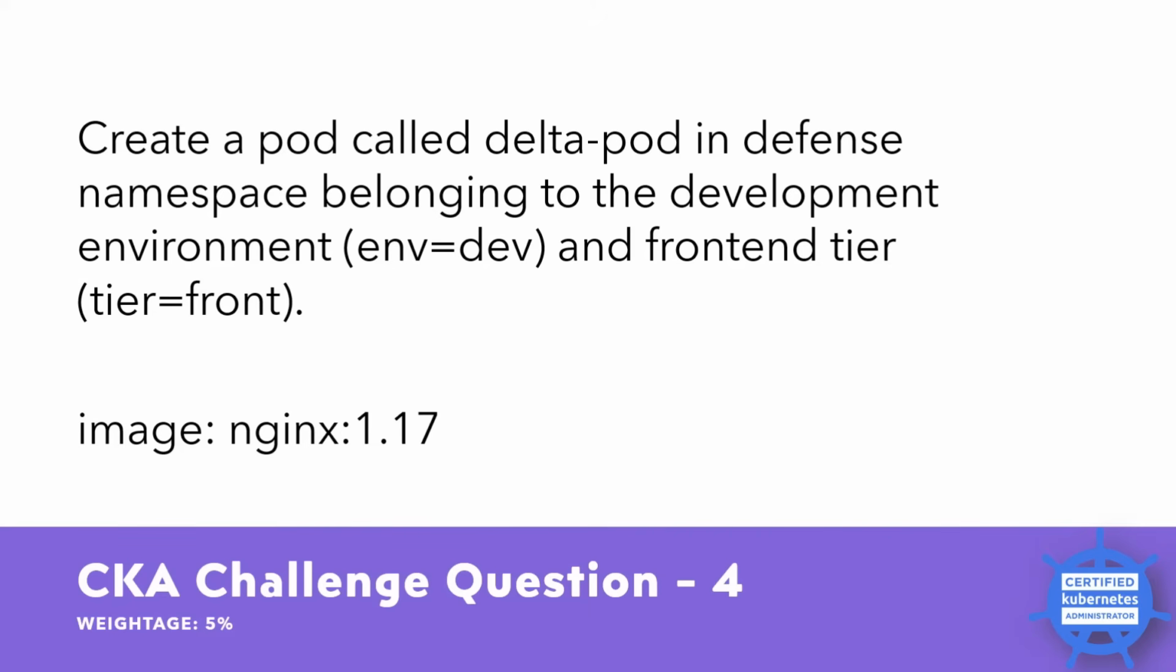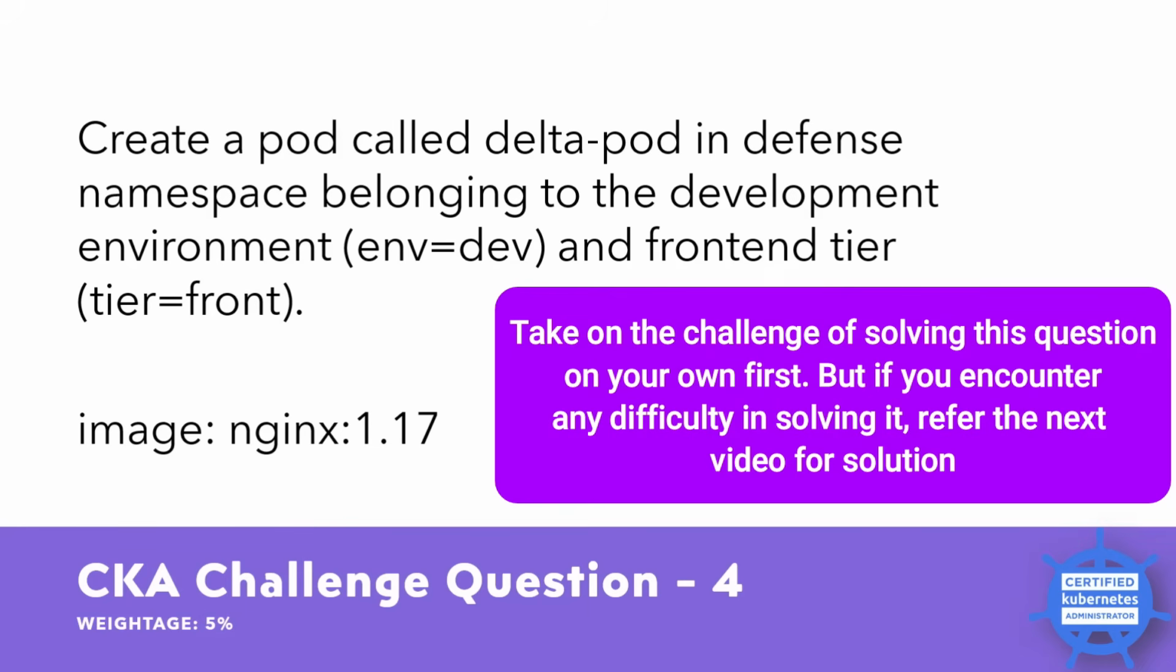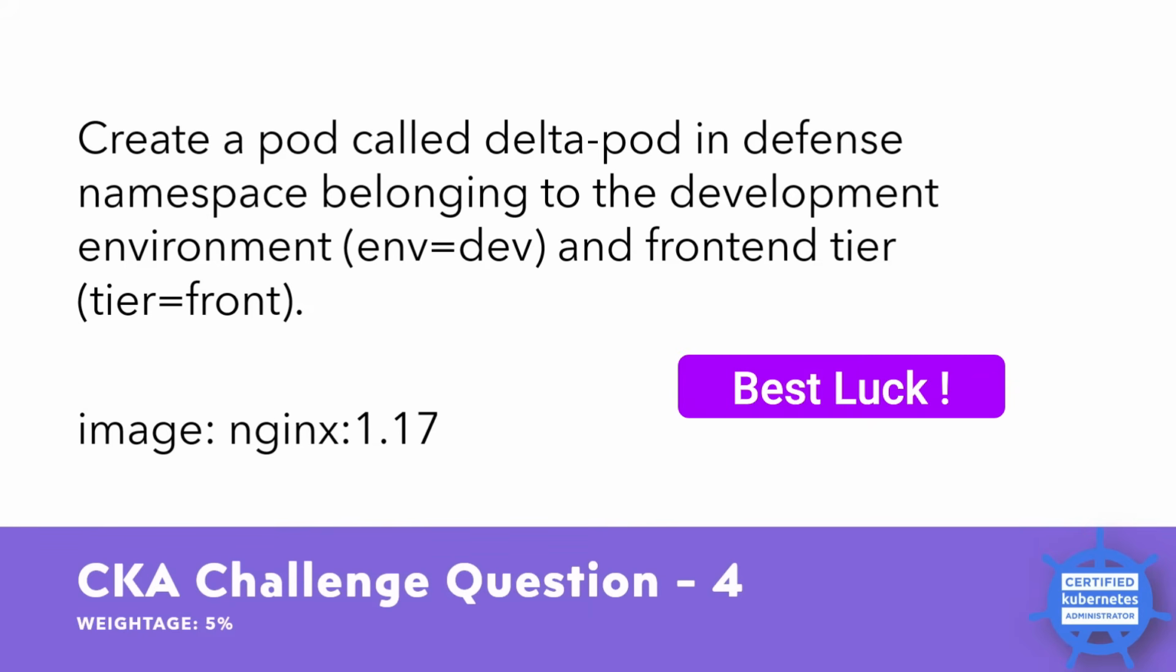To create the delta pod, you will need to use the Kubernetes command line interface, called the CLI, or a configuration file that specifies the pod's metadata, container specifications and labels. Once the pod is created, it will be scheduled to run on a suitable node in the Kubernetes cluster, and the nginx container will be started within it. Take on the challenge of solving these questions on your own first. But if you encounter any difficulty, refer to the next video for the solution.